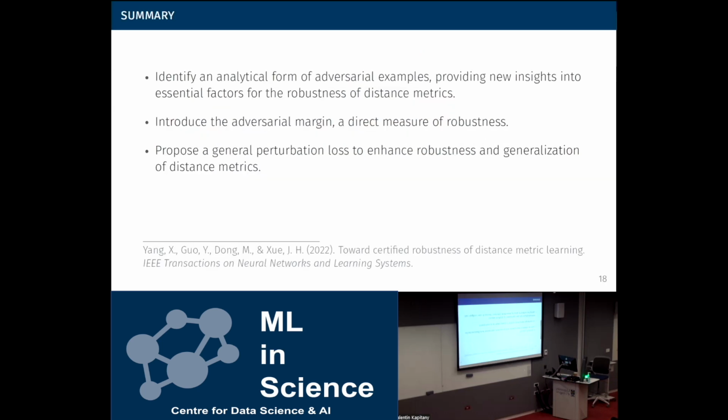So just to summarize, in this work, we find an analytical form of adversarial example. This is quite different from deep learning. In deep learning, we can't find such a closed form solution. We also always need a bit of approximation. But in metric learning, it's really nice and neat. So you get a nice solution. And then we can use this margin idea to improve the robustness.